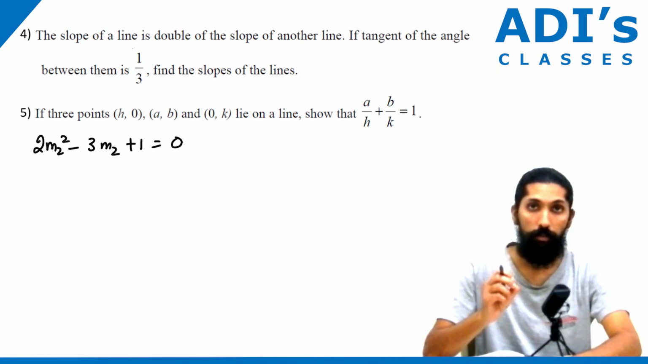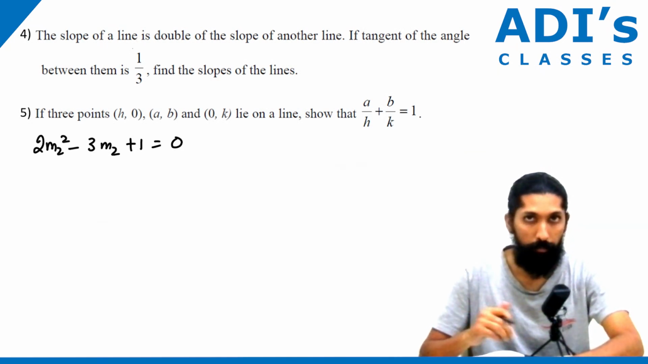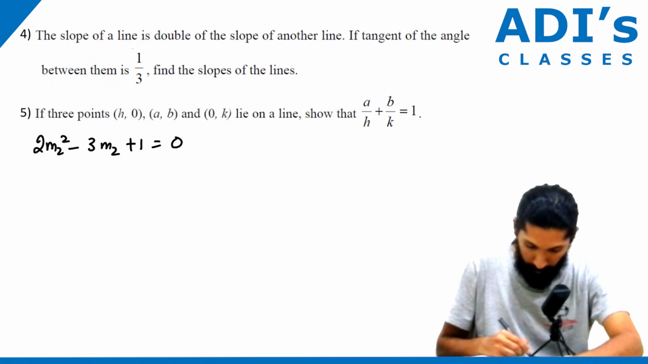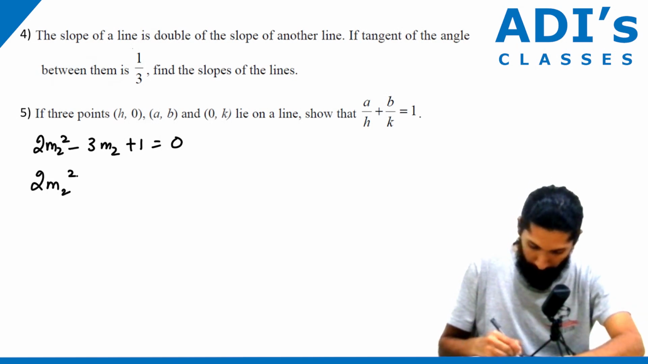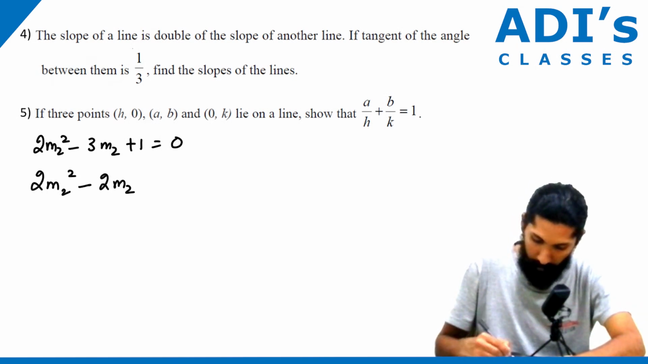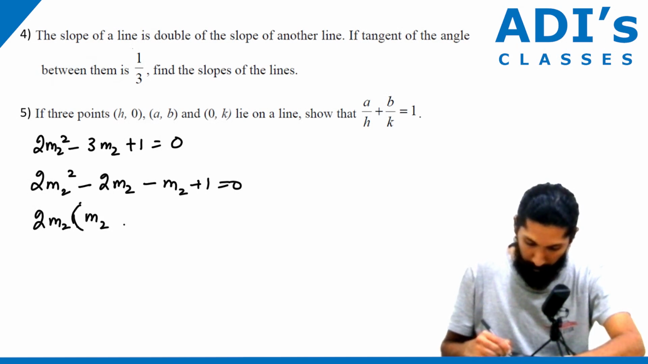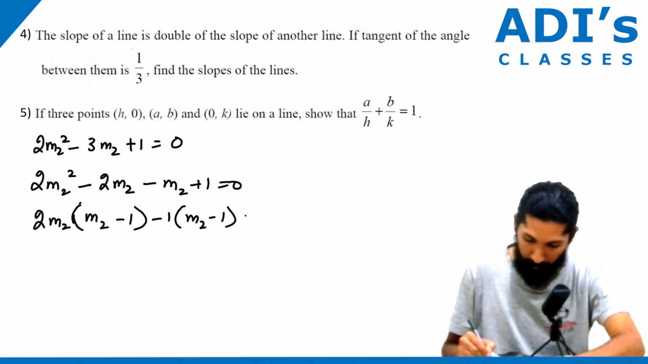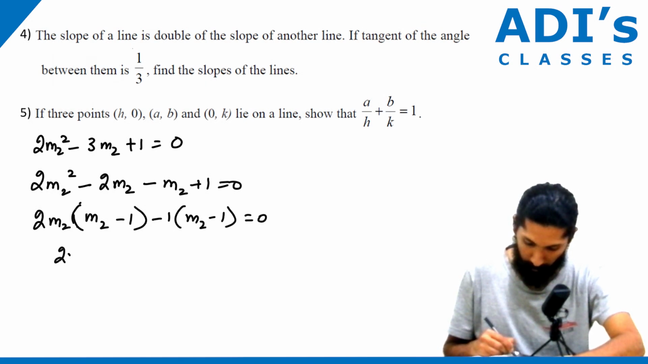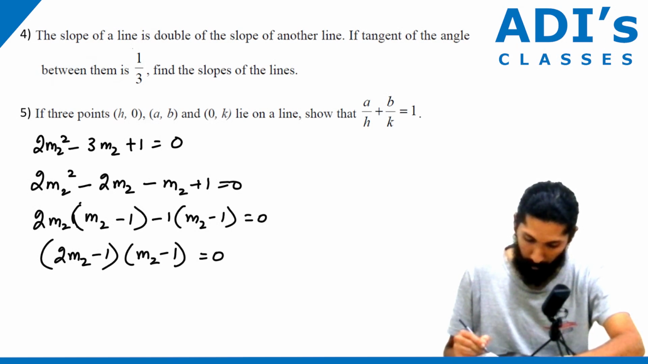Correct? Once you take it as that, 2m2 and minus m2 here, so what we can write here is 2m2 square minus 2m2 minus m2 plus 1 is equal to 0. So 2m2 into m2 minus 1, minus 1 into m2 minus 1, is 0. So 2m2 minus 1 into m2 minus 1 is equal to 0.